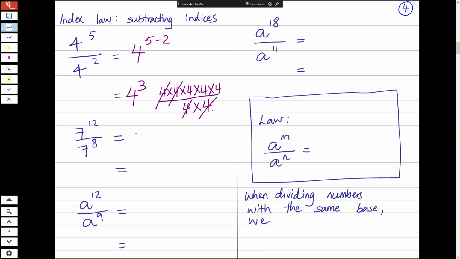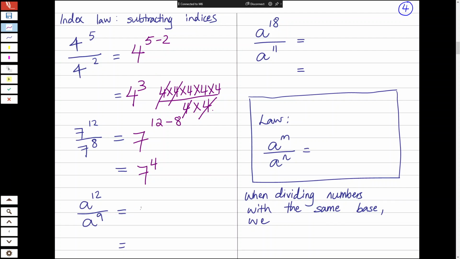So, Mitch, what do you reckon we'll do here? Okay, Cheyenne? That's all right. Harry? It's okay. Talia? It is 7 to the power of 4. And how did you get 4? 12 minus 8.